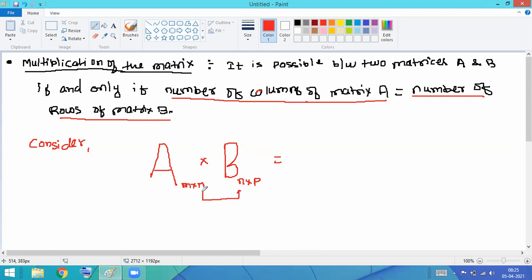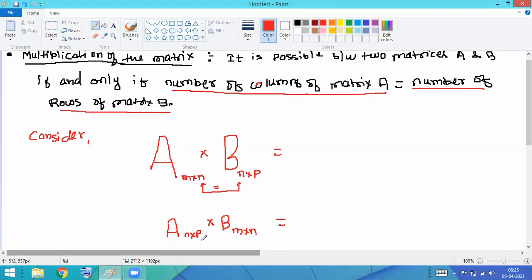This number should be equal. The number of columns of the first matrix should be equal to the number of rows of the second matrix, and then we can say multiplication is possible. Now if I do the reverse here, B of order n cross p times A of order m cross n, tell me, is it possible, guys?